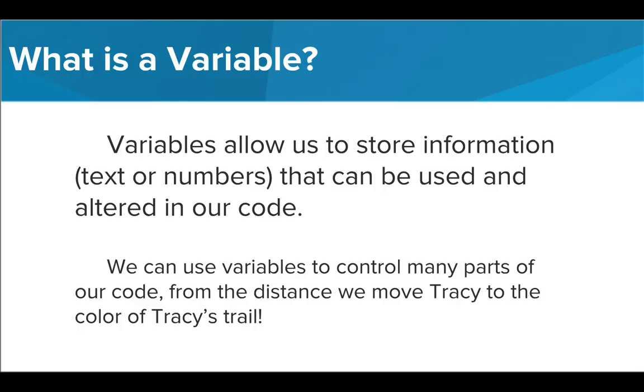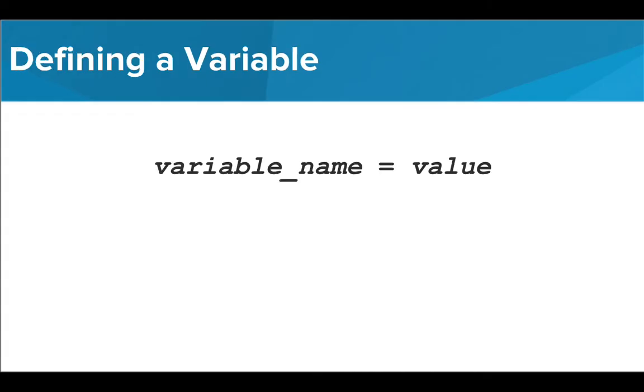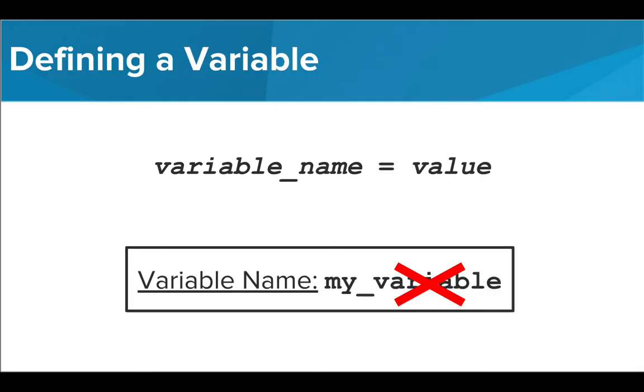Variables can be used to control different Tracy commands, such as how far she moves or what color her trail is. Before you use a variable, you need to give it a name and assign it a value. Don't forget about our naming rules.